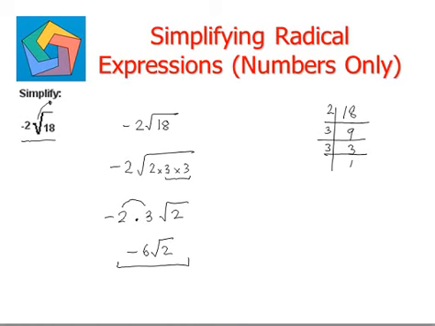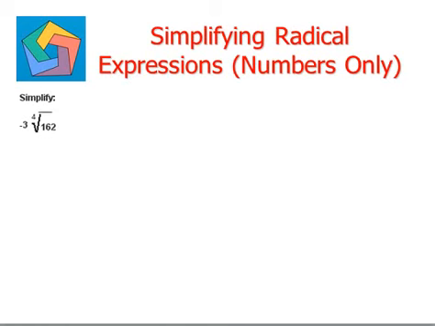Let's move on to the next question for better understanding. The question says simplify, and we're given negative 3 fourth root of 162. That's how we read it. Negative 3 times the fourth root of 162. Here the index is 4. Let's see how we can use this in the question.